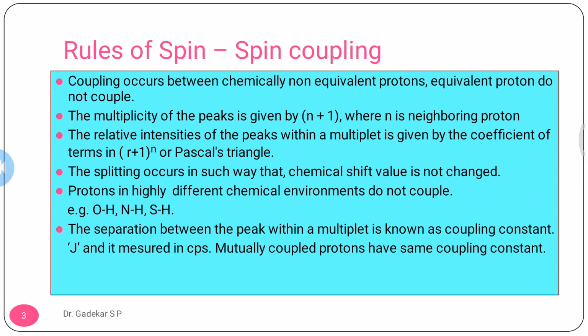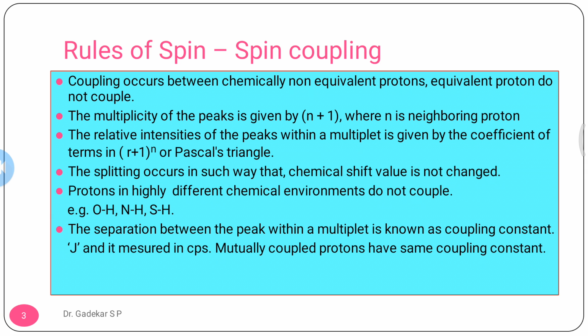Equivalent protons do not couple. Okay, so this is the first rule. Second rule: the multiplicity of a peak is given by using the n plus 1 rule, where n is the number of neighboring protons.